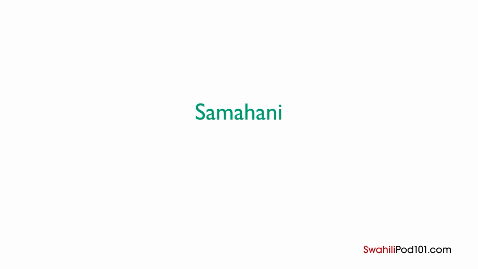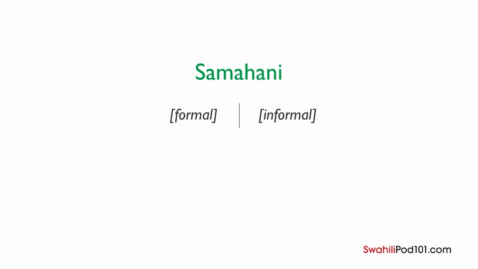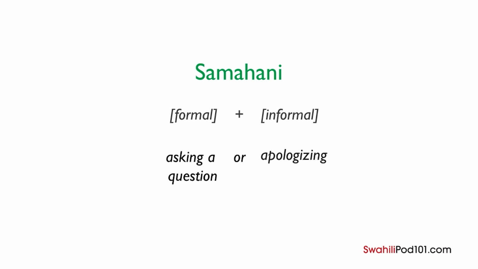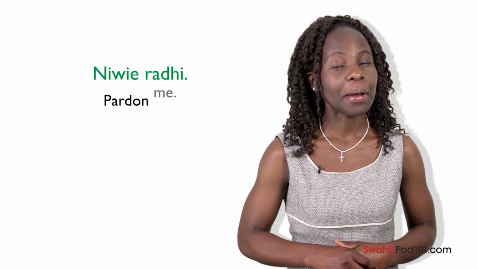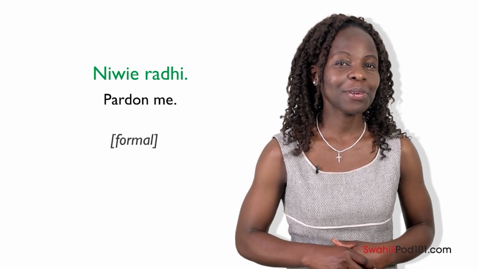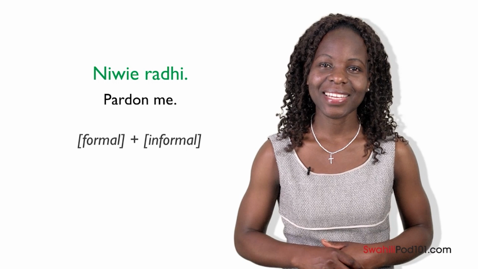Samahani can be used in formal and informal situations. We can use samahani when asking a question or when apologizing. All of these phrases can be used for either excuse me or I am sorry. But if you really want to apologize for something, it might be better to use a different phrase. That phrase is niwie radhi. It means pardon me and can be used in both formal and informal situations.